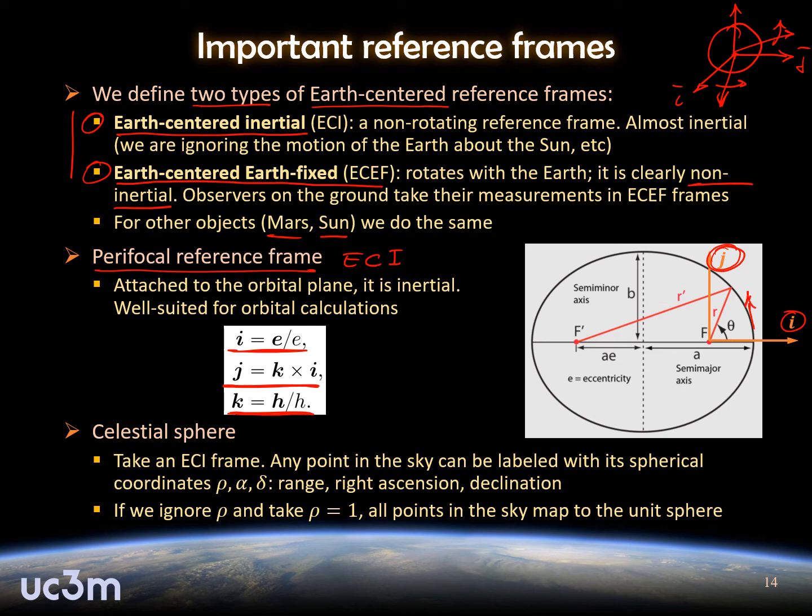All right, finally, we can also talk about the celestial sphere. The celestial sphere is, in the case of an Earth-centered inertial reference frame, when we choose spherical coordinates to describe the position of anything in the sky. So these spherical coordinates, we can call them rho for the radius, alpha for the first angle, and delta for the second angle. And in the context of the celestial sphere, these are usually called range, right ascension, and declination.